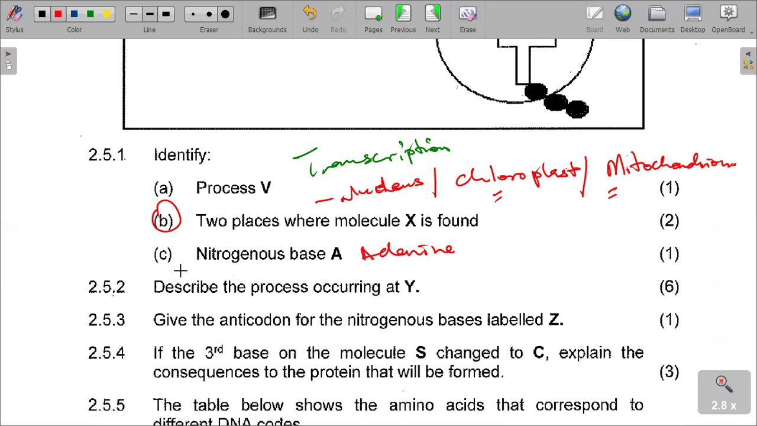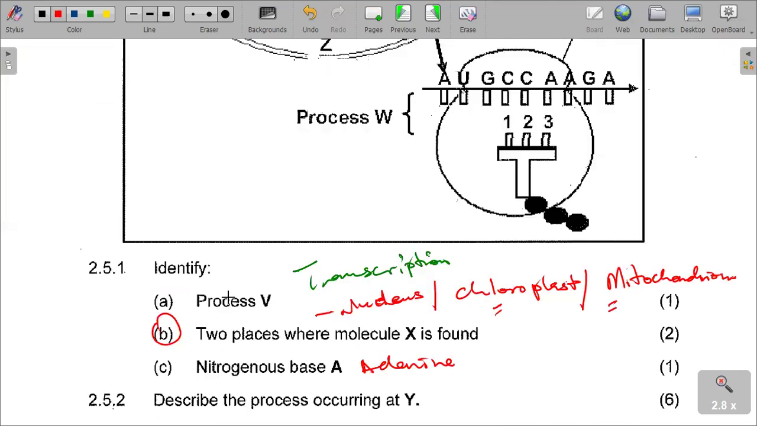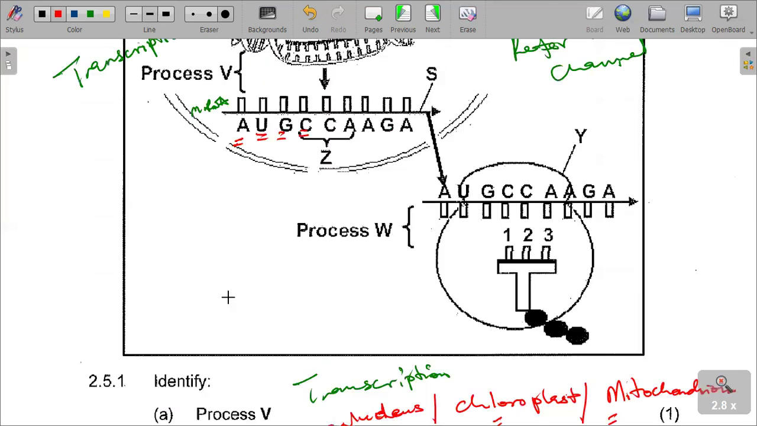Describe the process occurring at Y. Describe the process that is taking place at Y. I'm going to write it here. Process occurring at Y, which is protein synthesis.